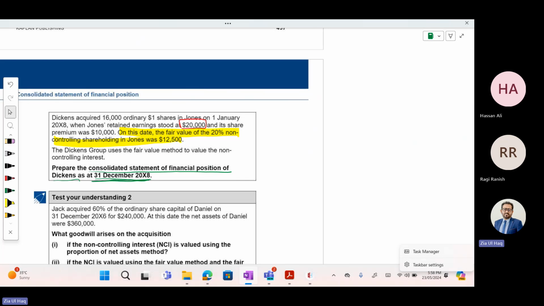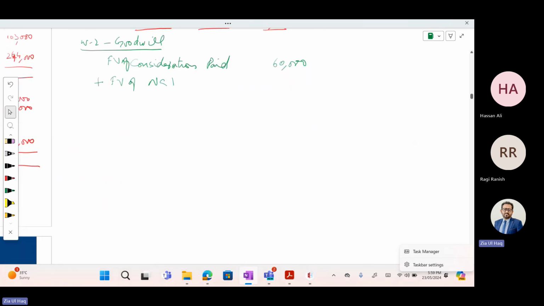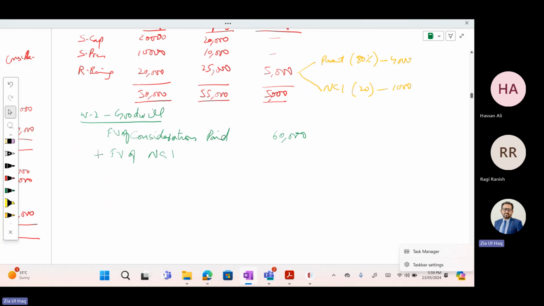On this date, the acquisition date, the fair value of the 20% non-controlling interest in John was 12,500. We need to add this because we are taking total assets, and out of total assets some portion belongs to non-controlling interest. That's why we need to add it. So we have a figure of 72,500. From this figure, we need to deduct the fair value of net assets acquired, not assets.